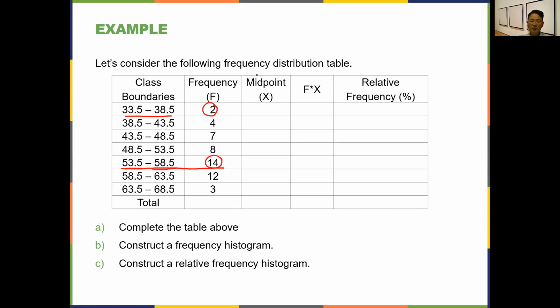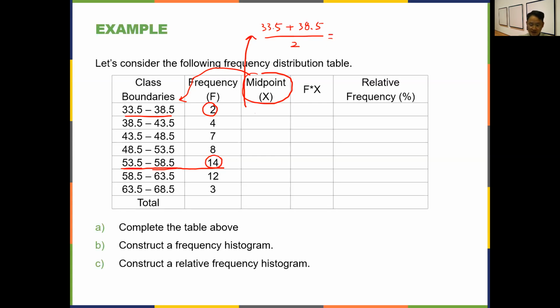Now, midpoint. What do you think this is? Midpoint of what? Well, take a wild guess. You can certainly figure out this midpoint. Midpoint of this class boundary, of course. So, how do you build this midpoint? The way that you do this is that you add the lower class boundary plus the upper class boundary, and you divide that by 2.